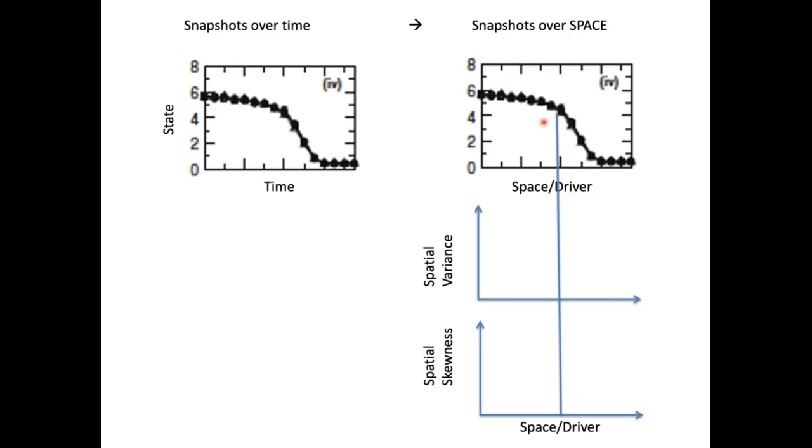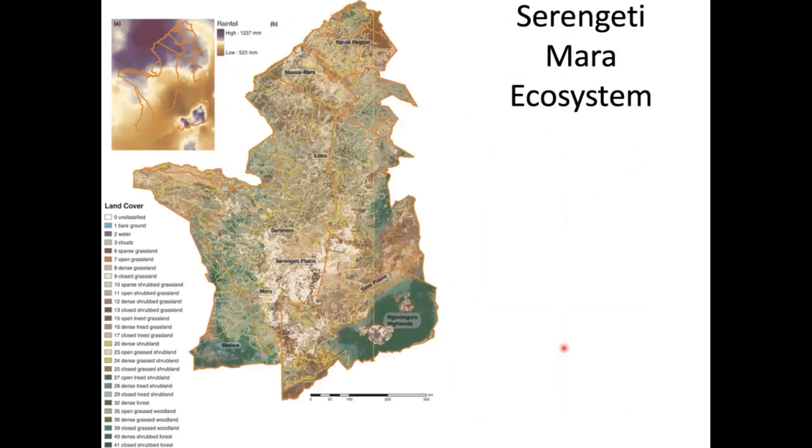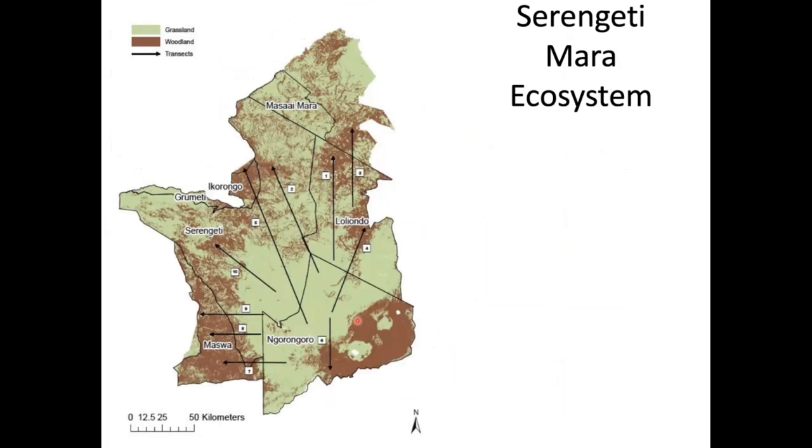So we use this same idea. If we have an ecosystem that goes from one state to another state as a function of space, can I compute these indicators and do they show expected patterns? So indeed, it turns out that there are such ecosystems. This is an example of the very famous Serengeti Mara ecosystem in Kenya and Tanzania. What you find in this ecosystem is the central area is predominantly a grassland. However, the peripheral areas are actually a woodland ecosystem.